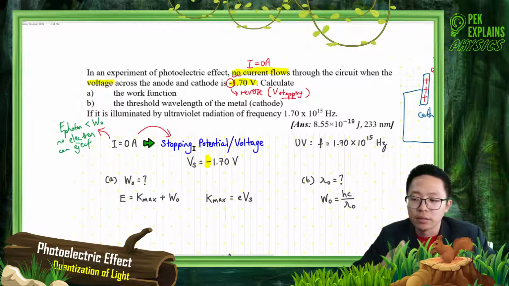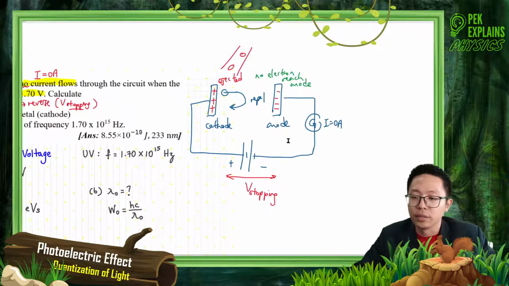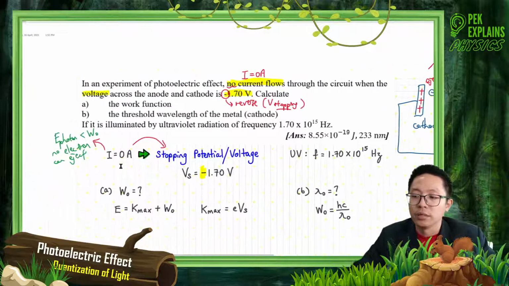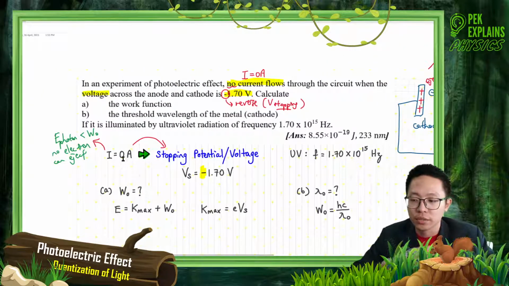Or the other condition is it happens when electron is ejected, but all the electron is totally repelled by the anode because of the reverse voltage stopping potential. So that condition also current will become 0. Yeah. So you need to identify which one. So for this one is about negative reverse voltage. So definitely this is about this current equal to 0 means stopping voltage.